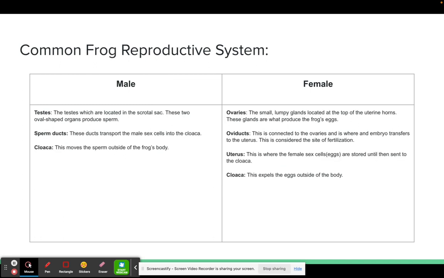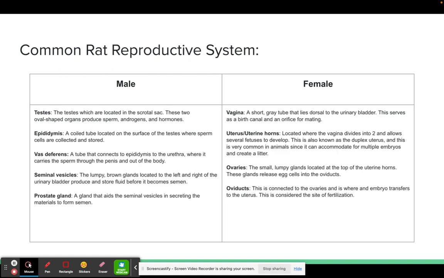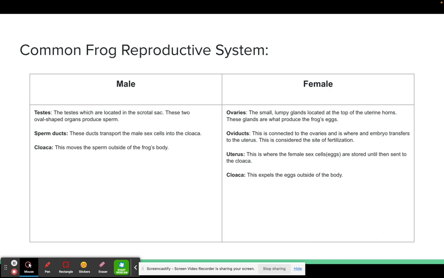Moving on to the frog reproductive system, it is all pretty much the same, except for, as you can see, the rat doesn't have a cloaca. So for the male, they have the testes, sperm ducts, and cloaca. The testes and sperm ducts are practically the same as a rat, but the sperm ducts take the male sex cells and transfer them to the cloaca, which moves the sperm outside of the frog's body.